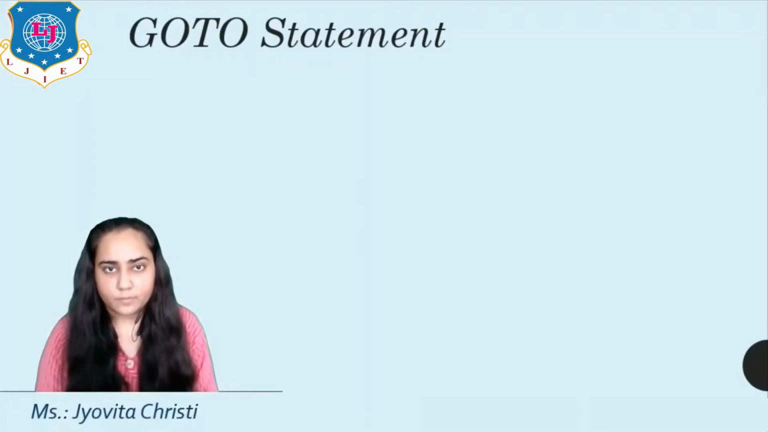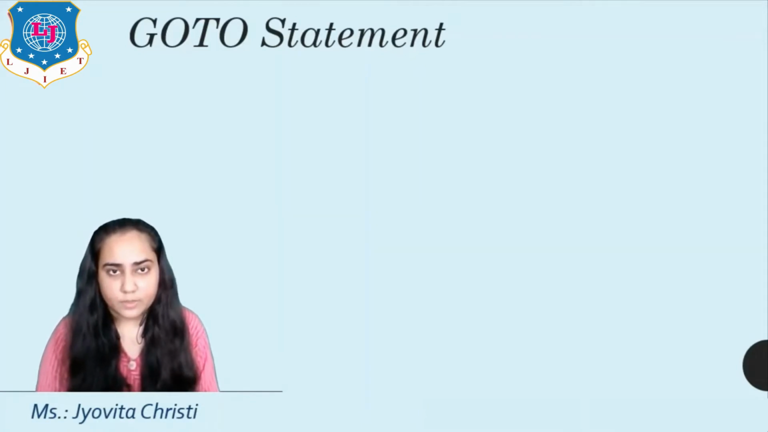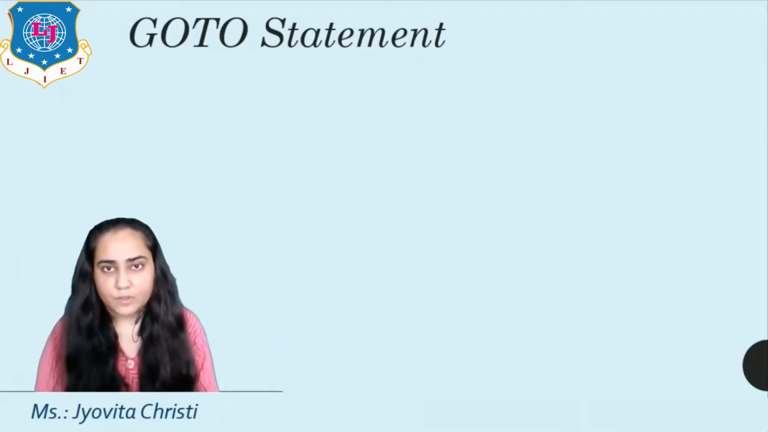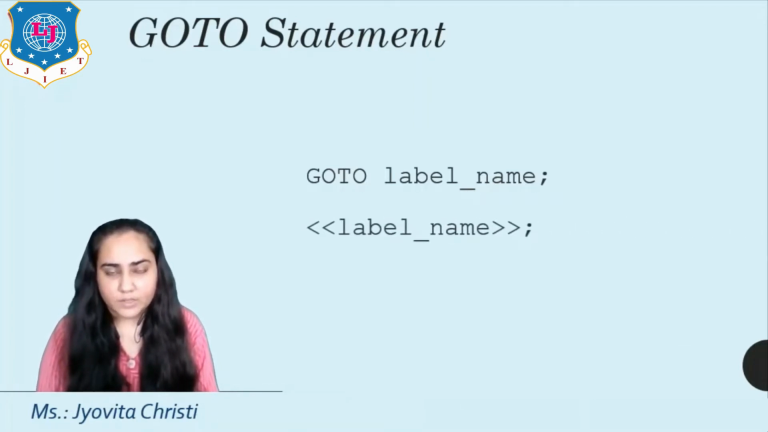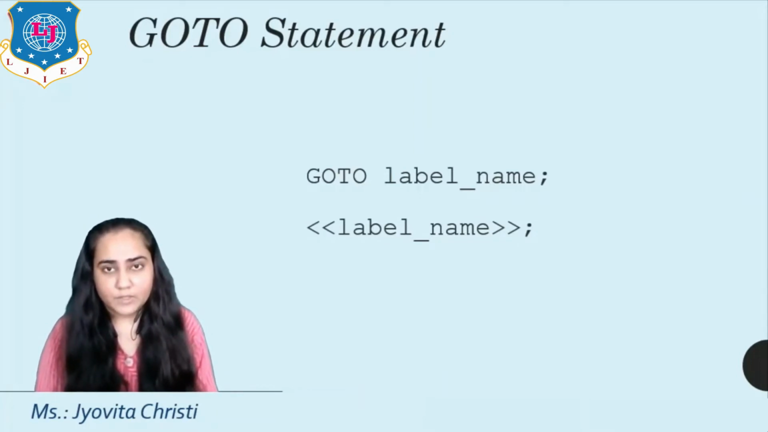So let's begin. The GOTO statement allows you to transfer control to a labeled block or statement. This is the syntax of the GOTO statement. The label name is the name of a label that identifies the target statement. In the program, you surround the label name with double opening and closing angle brackets, as you can see here. When PL/SQL encounters a GOTO statement, it transfers control to the first executable statement right after the label that you put in. Let's see this with an example.